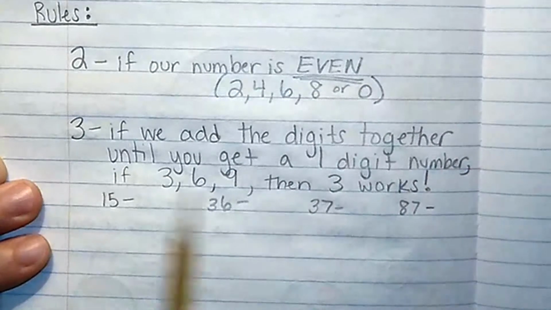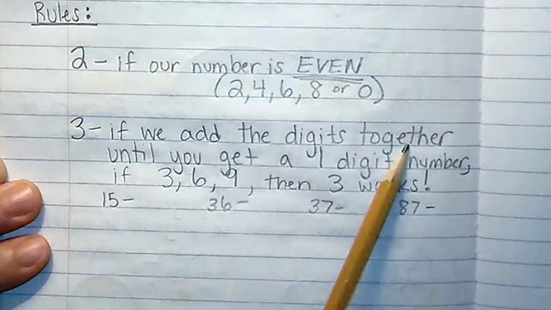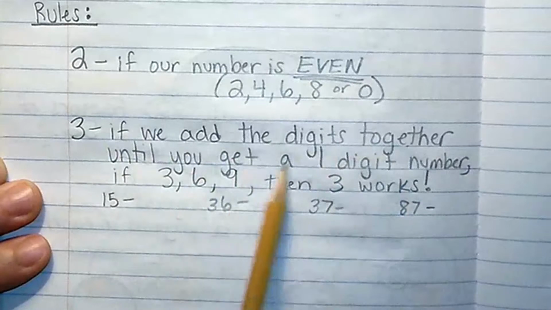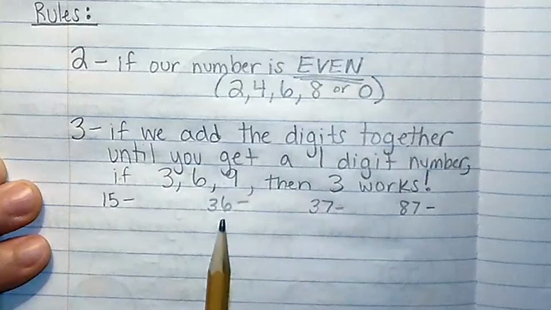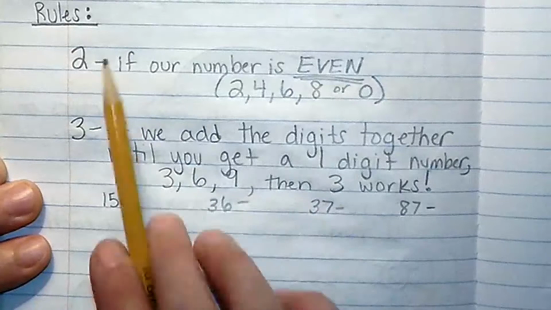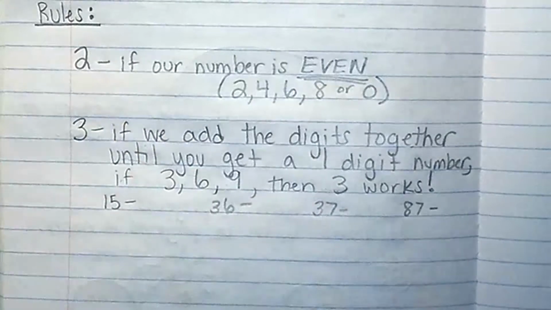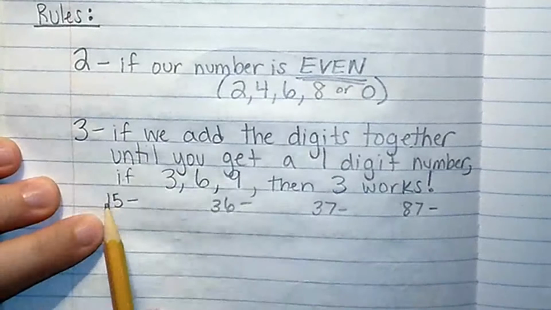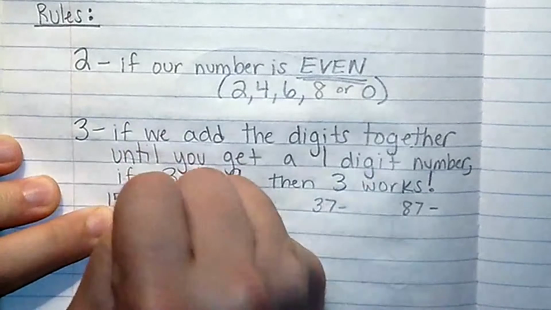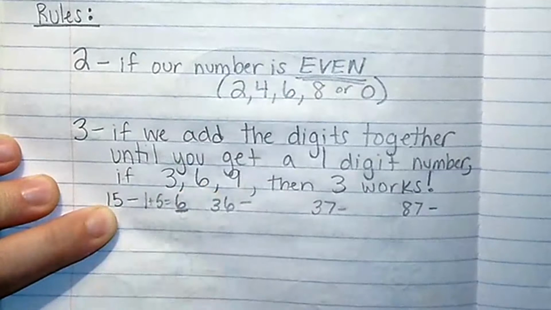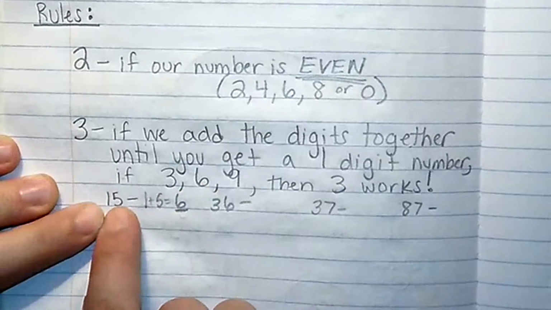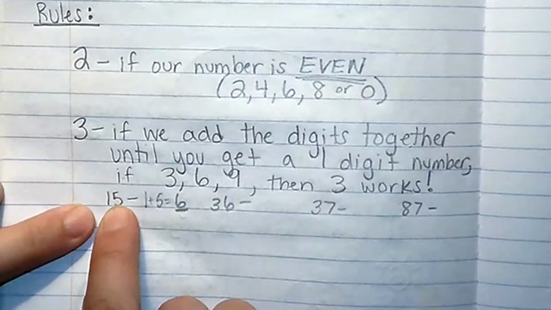The rule says if we add the digits together all the way until we get a 1-digit number, if it equals 3, 6, or 9, then 3 will work. That proves that it's composite. These are the rules to prove our number is composite. What's 1 plus 5? 6. Did we say 3, 6, or 9? We sure did. So if I made a rainbow for this, 3 would be in the rainbow.